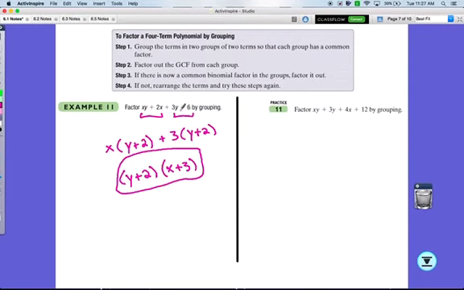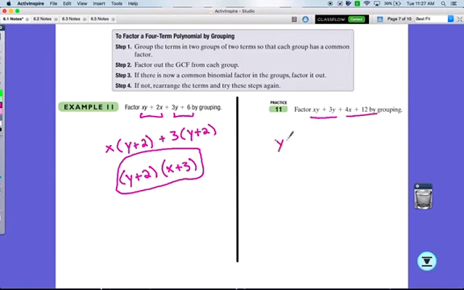Okay, we're breaking this polynomial into factors, which is very beneficial later on when we're trying to solve equations. All right, practice 11, try it. All right, here you go.